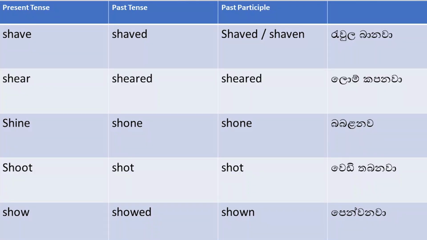Now it's time for you to study the spellings for these words as well as the singular meaning of the word. Let's repeat again. Shave, shaved, shaved. Shear, sheared, sheared. Shine, shone, shone. Shoot, shot, shot. Show, showed, showed. Now you can study it. I'm going to give you 5 minutes for that. After that, get ready to write the words in your dictation book.